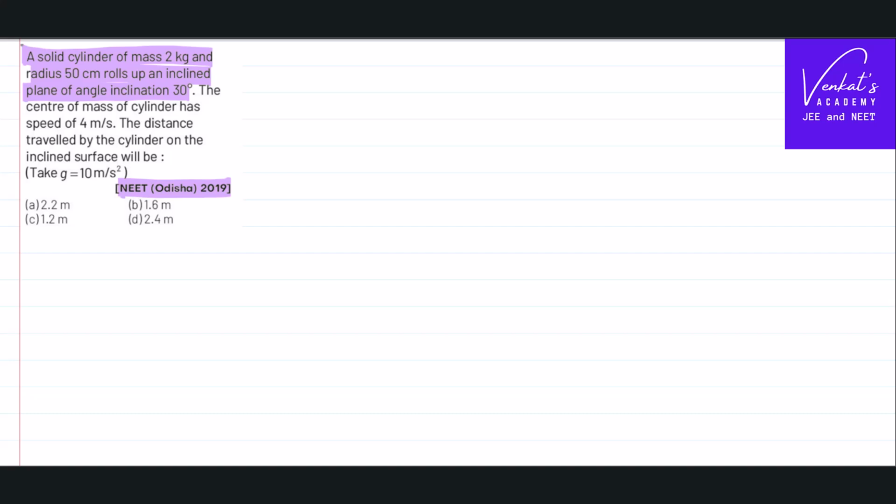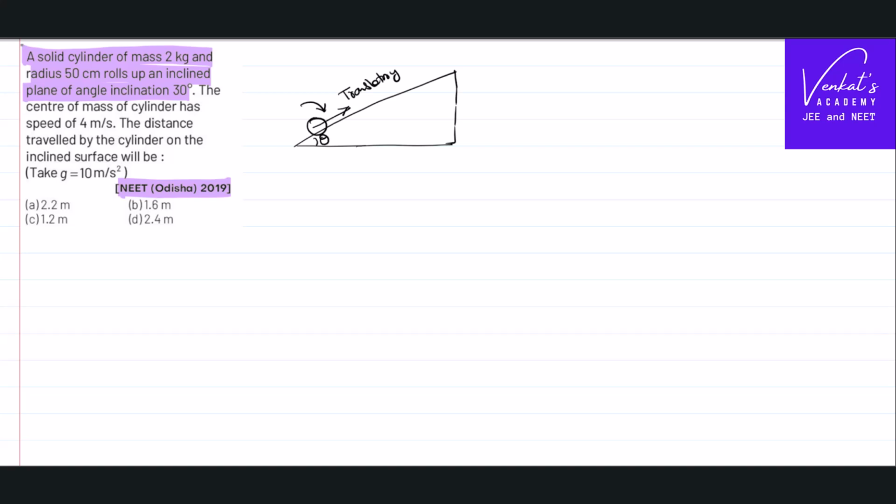So there is an inclined plane of known inclination theta degrees, and a solid cylinder is rolling up the inclined plane. When the solid cylinder is rolling up, it will have two kinds of motion. One is translatory, another one is rotatory. It will have both motions combined, right?